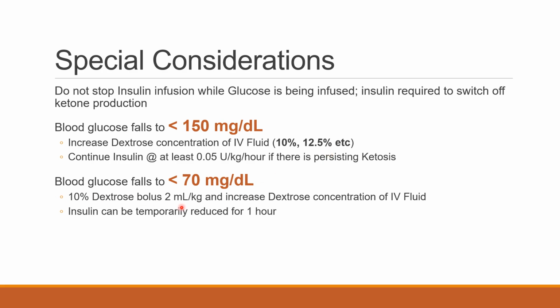But when the blood glucose falls to less than 70, that is when hypoglycemia develops. That is the cutoff for diagnosing hypoglycemia, less than 70. You have to hold the insulin infusion for 1 hour, and you have to manage the hypoglycemia by giving a 2 ml per kg bolus of 10% dextrose, followed by increasing the dextrose concentration of the IV fluid. That should be the management of hypoglycemia.